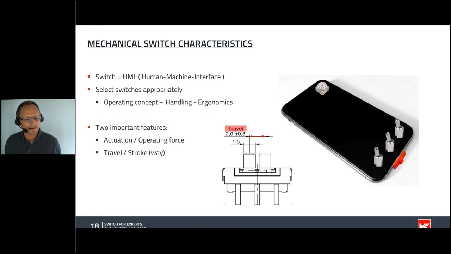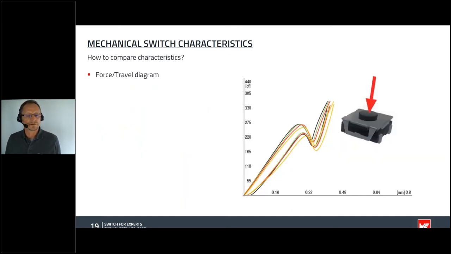Well, an inappropriately chosen switch can lead to unintuitive handling up to misoperation. And maybe like double pressing due to the missing tactile feedback, if you remember the firefighter with his leather gloves. But how to give this kind of characteristic a value, a unit of measurement that makes it easier to compare different components? Well, a force and travel diagram is a good way to look at it. Now, let me switch to the laser pointer here and I explain it for a moment.